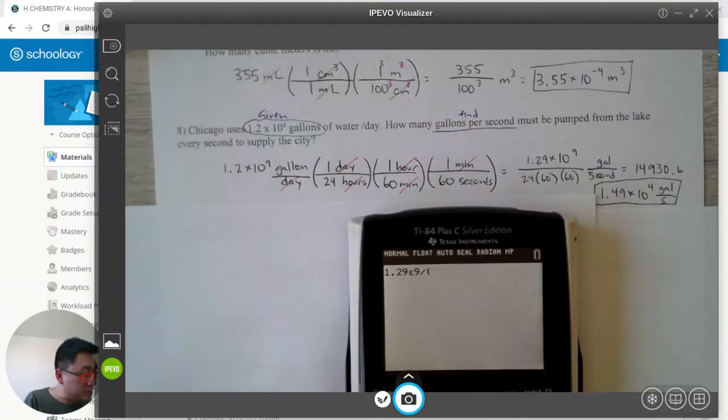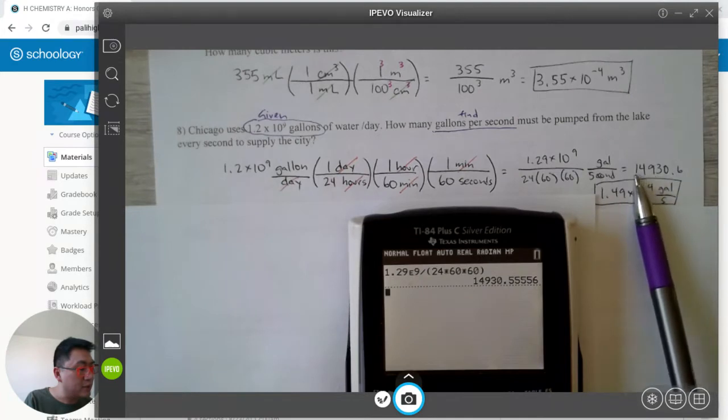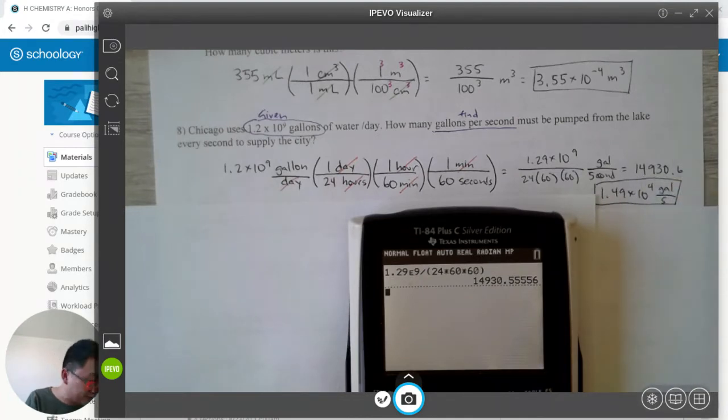You could say in parentheses 24 times 60 times 60, close parentheses like that, which I got the answer 14930 point, more digits, but it rounds anyways for sig fig reasons. Or I could just do 1.29 times 10 to the ninth, divided by 24 and divide by 60 and divide by 60. It's the same thing. So either way, you can see how I typed in my calculator. You're going to enter it in one of those ways.